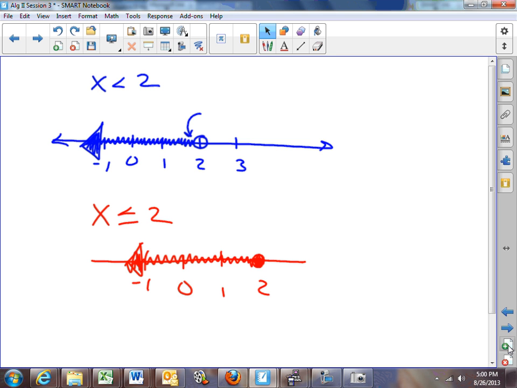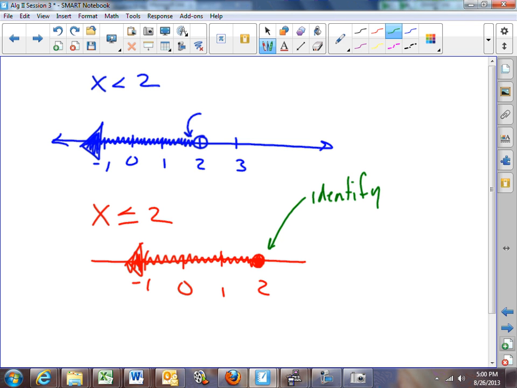So basically, when you have an inequality, if you have the equal to sign, then the circle on the number is closed in, and when you don't have the equal sign, the circle on the number is not closed in. Now, one other thing that's important about graphing is you need to identify this endpoint. Sometimes the endpoint is already identified. For example, if we have x is less than 2 or x is less than or equal to 2, and we put the mark at 2, 2 is already labeled there.